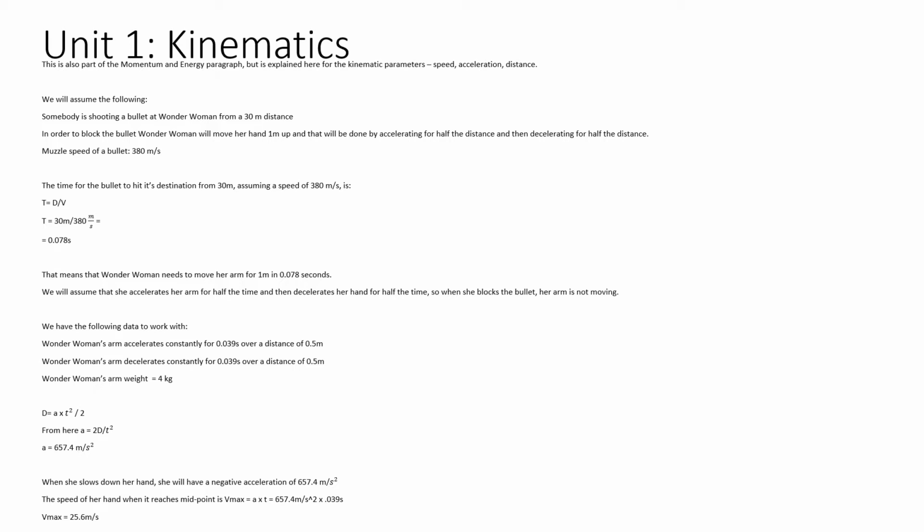So then if we use a distance formula, which goes distance is equal to acceleration times time to the power of 2 divided by 2, and from here we can simplify it to acceleration is 2 times the distance divided by time to the power of 2, and if we plug all our values in, we'll get 657.4 meters per second squared as the acceleration. When she slows down her hand, she'll have a negative acceleration of 657.4 meters per second squared.